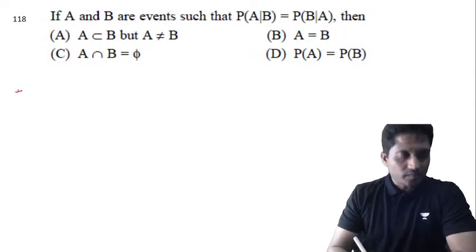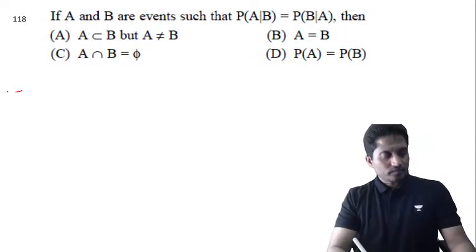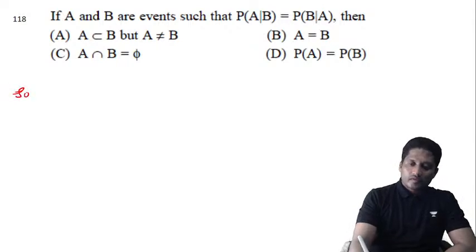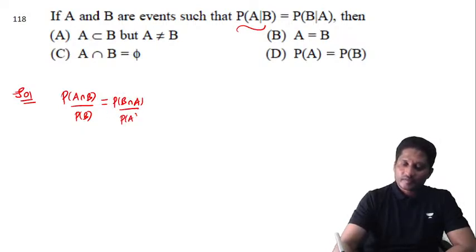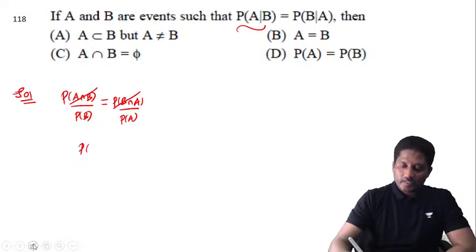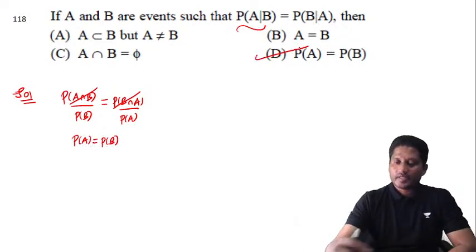Suppose I take P of A given B. P of A given B is equal to P of A intersection B divided by P of B, and P of B given A will be equal to P of B intersection A divided by P of A. This will cancel. If I cross multiply, you will get P of A is equal to P of B. Answer is option D.